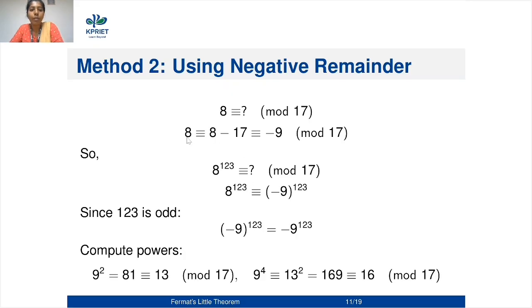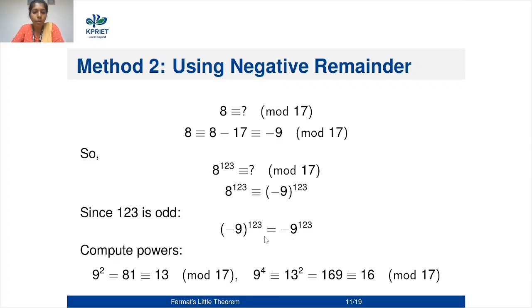But here I have found so far for 8 power 1. So I want to raise the remainder of this 8 power 1 to the power of 123. So this minus 9 whole power 123. We all know this power is an odd number. So minus 1 into the whole power of 123 is always a negative number. So this negative comes outside. So instead of minus 9 whole power 123, it is enough to find minus of 9 power 123.